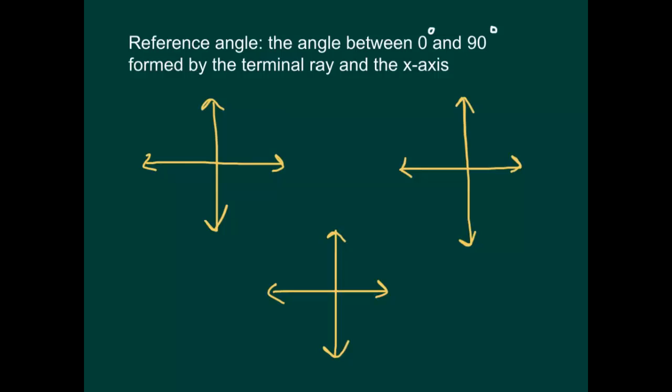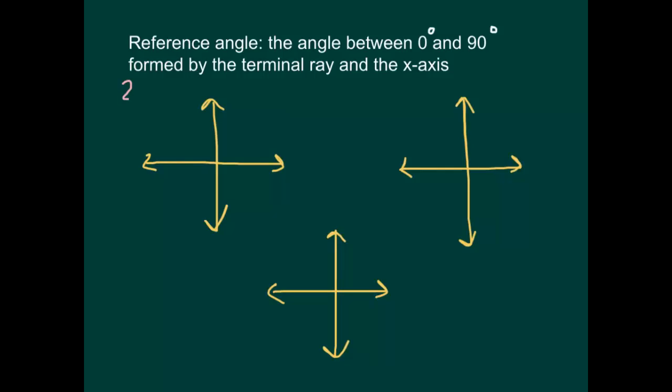One more vocab word, and that is known as a reference angle. Because we can have multiple angles that look the same, that are coterminal, it's important to talk about the reference angle, and that's defined to be the angle between 0 and 90 degrees that's formed by the terminal ray and the x-axis. So let's start off with an example.